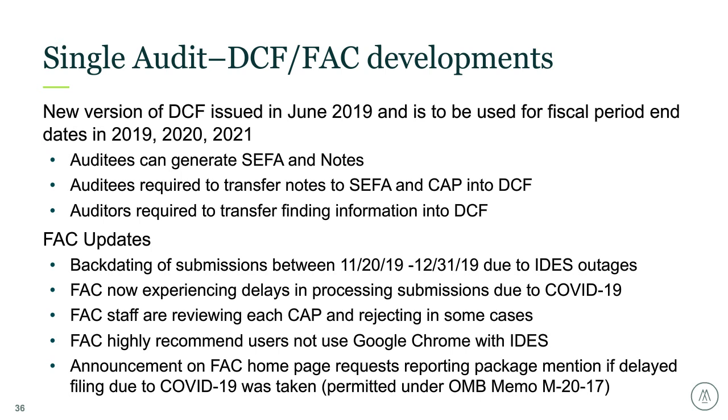And then also some late breaking news. We talked about the extensions of the single audit reporting deadline, and the Federal Audit Clearinghouse included a notice on their website around documentation of the reason for the delay in filing. If an auditee wants to take advantage of the audit extension, the Federal Audit Clearinghouse is requesting, and they say the word requesting, not requiring, that the documentation of the facts and circumstances around the extension be included in the single audit reporting package.